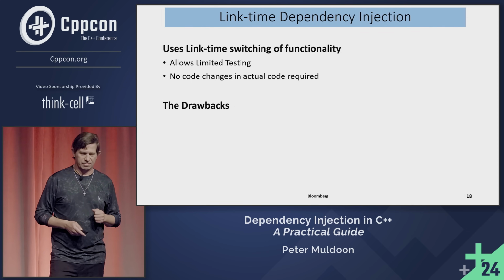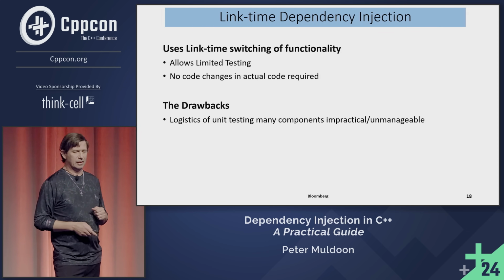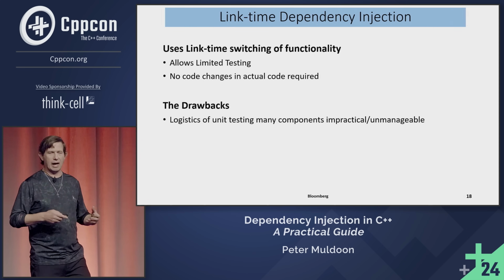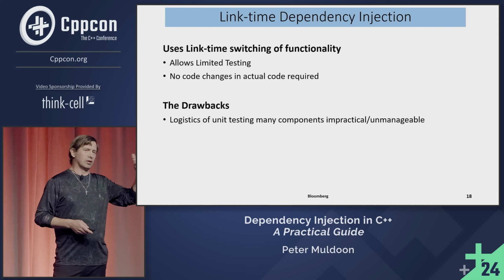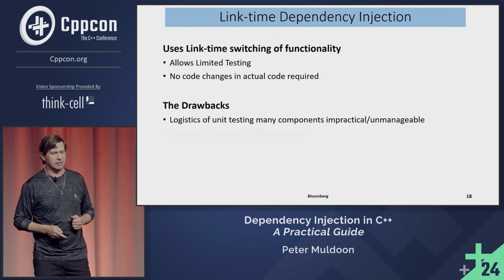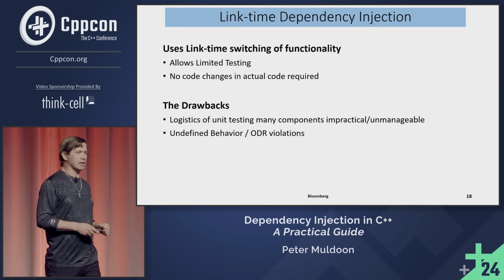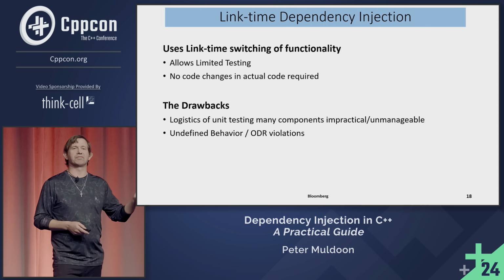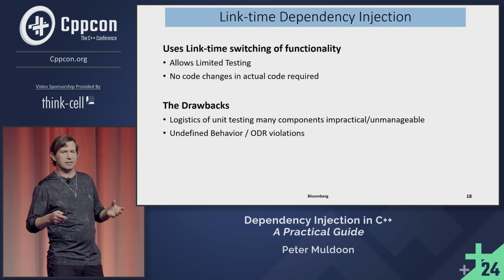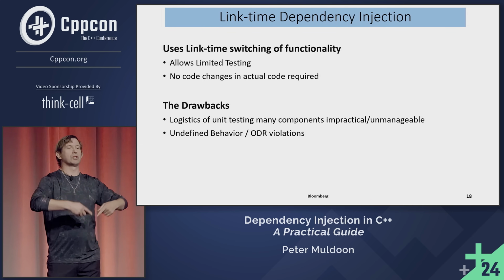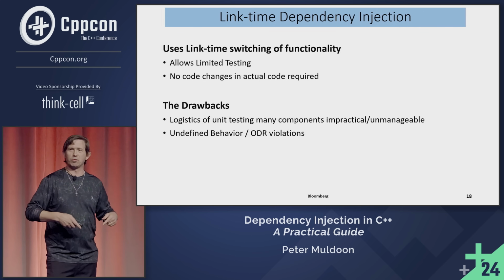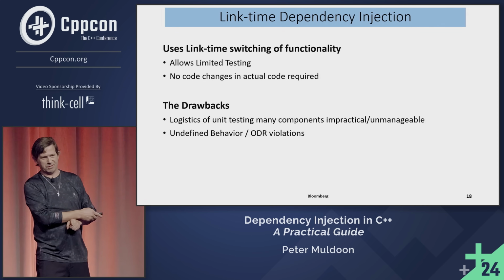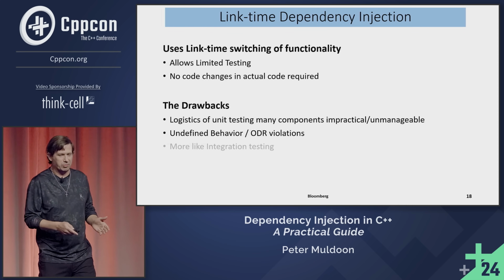I've come across a lot of this in older code bases, and the drawbacks are the logistics of doing unit testing on many components become impractical, unmanageable. Imagine you have to have all these different mocks to get your individual testing done. You also get a lot of undefined behavior and ODR violations because you haven't done enough mocking of this dummy functionality, or it tries to pull both in. What we had happen one time is the mock version made it into production. We caught it before more or less anyone else caught it, but that's one of the problems.